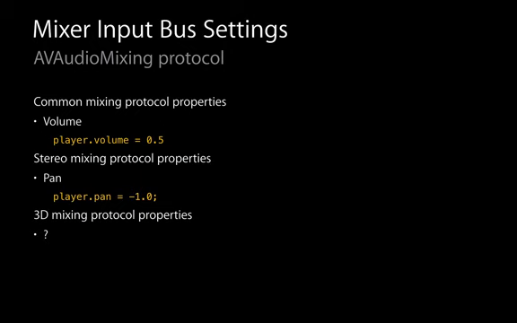So these are the mixing properties that we have available. Under the common mixing properties, we just have volume right now. Under the stereo mixing properties, we have pan. And we have a number of 3D mixing properties that we're going to look at in the next section.